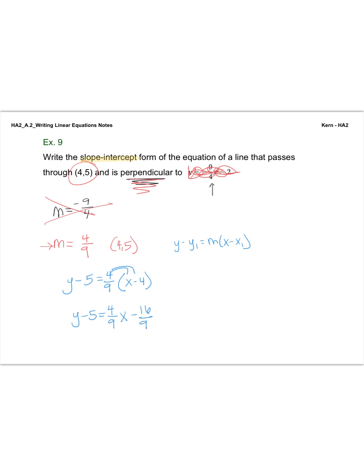You can use your calculator if you need help with the fraction math. Add 5 to both sides. So y equals 4/9 x, -16/9 plus 5 is 29, -29/9. That's your final answer.